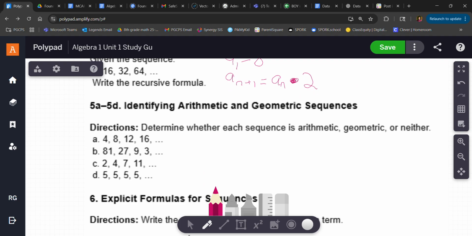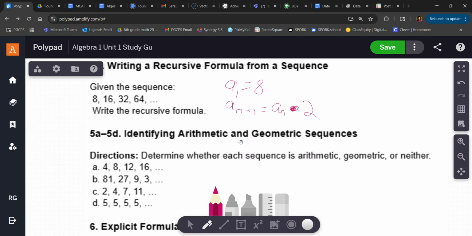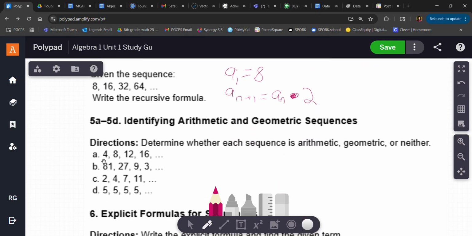Looking at number 5, A and D, determine whether each sequence is arithmetic, geometric, or neither. So looking at A and B, again, arithmetic was, are we adding to go from one term to the next? Are we multiplying to go from one term to the next? In A, it looks like we're just adding 4. So I can label that as arithmetic. In B, it looks like we're dividing by 3. Division is the opposite of multiplication, so we'll call that geometric. In C, we see adding 2 and then adding 3 and then adding 4. So there's no particular pattern for the operation, so that would be neither.